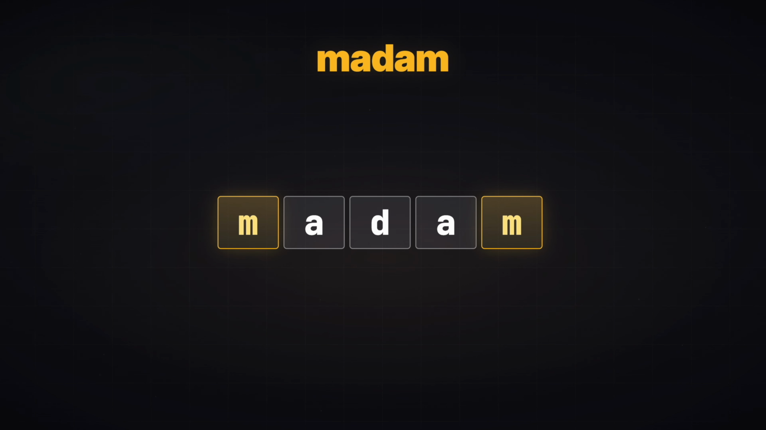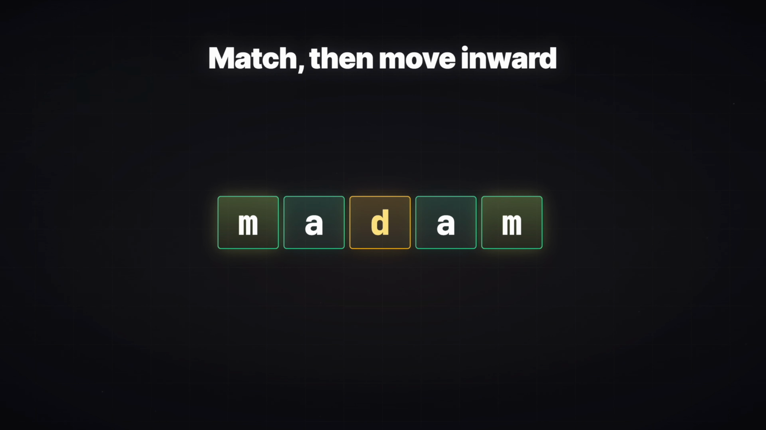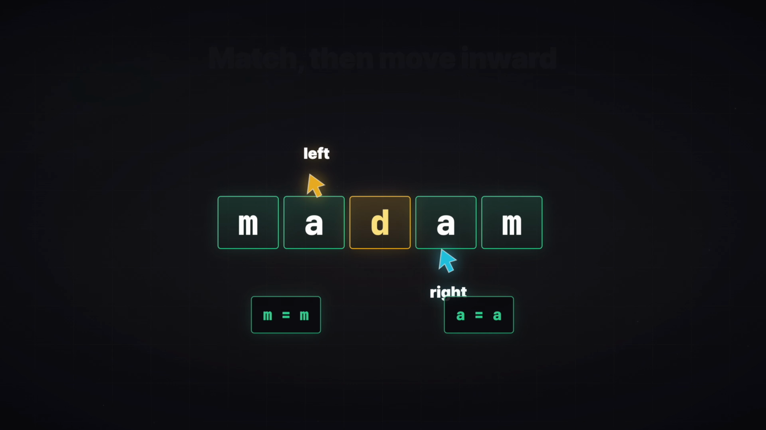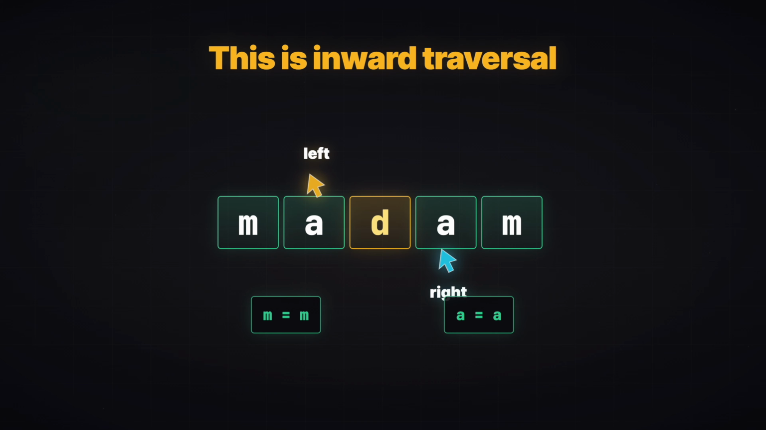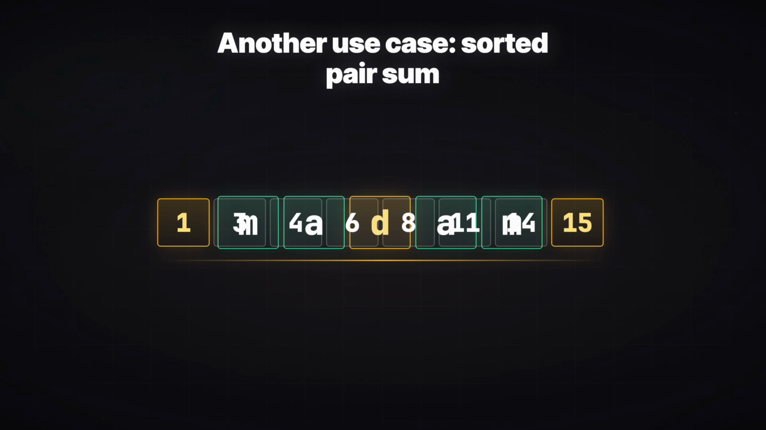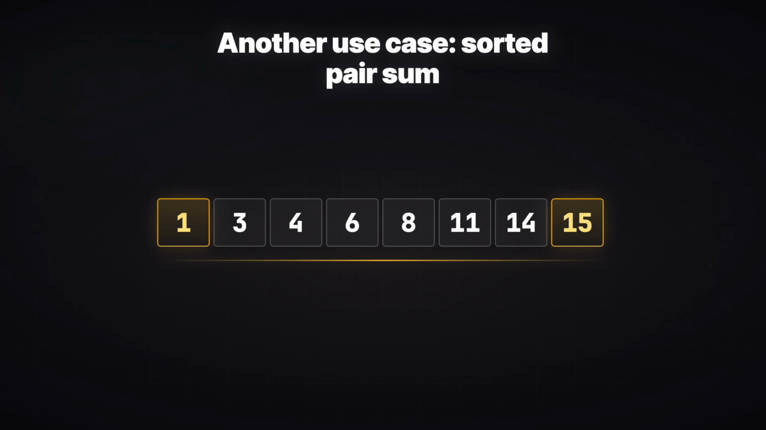For example, madam. The first character must match the last character. The second character must match the second last character. So we place left at the start. We place right at the end. If the characters are different, the string is not a palindrome. If they match, we move both pointers inward. If the pointers meet or cross, the string is a palindrome. This is inward traversal.